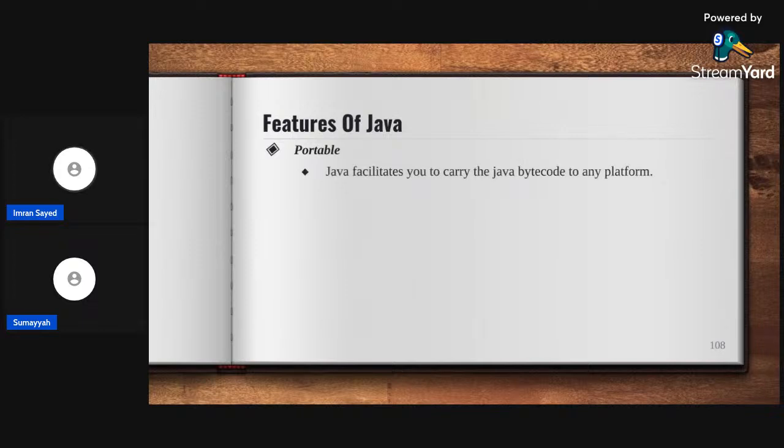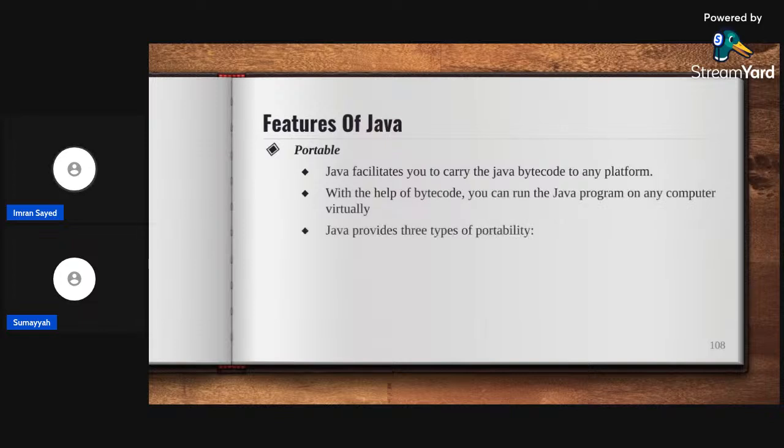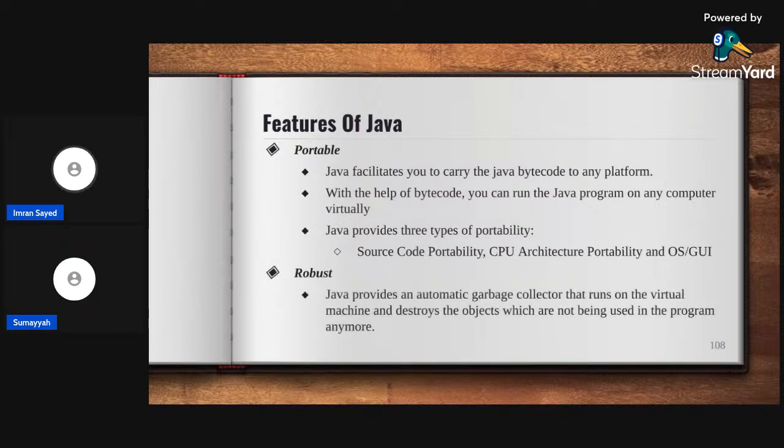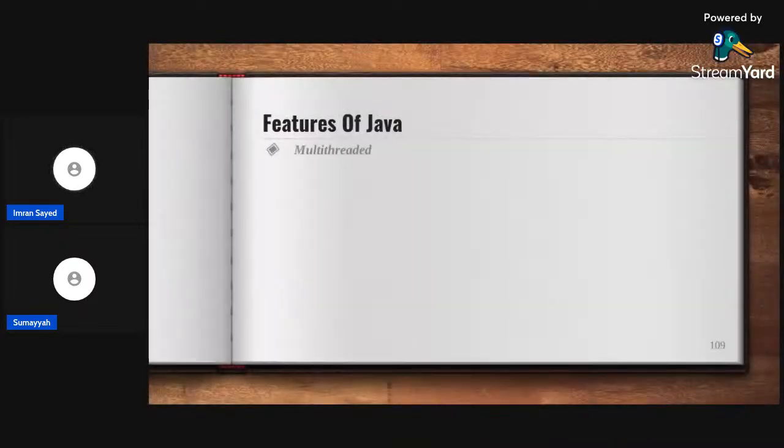Facilitates you to carry the Java bytecode to any platform. With the help of bytecode, you can run a Java program on virtually any computer. Provides three types of portability: source code portability, CPU architecture portability. It's robust. The automatic garbage collector runs on the virtual machine and destroys objects which are not being used anymore.